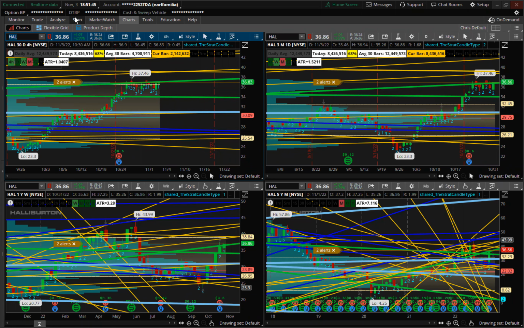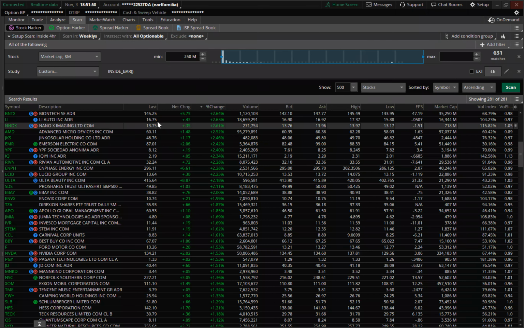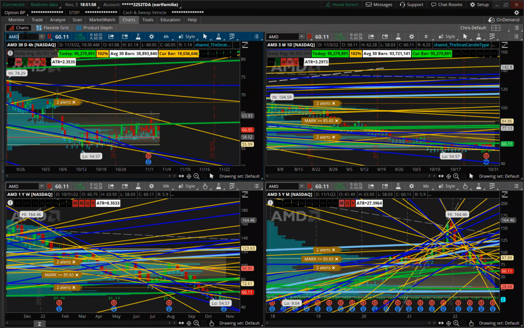And I'm gonna go through some more scans, even after the call, and see what we can do. So let's take a look at a couple others. AMD is consolidating as well. It's not going anywhere. It's up.